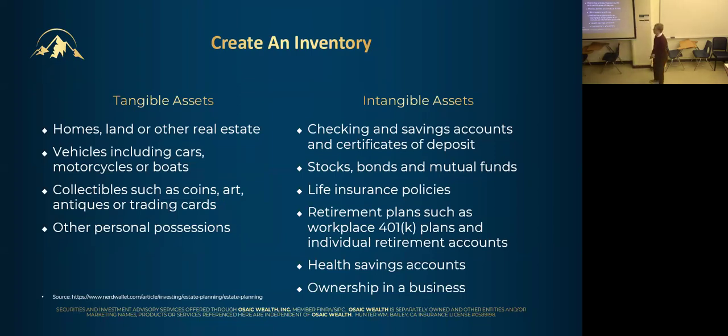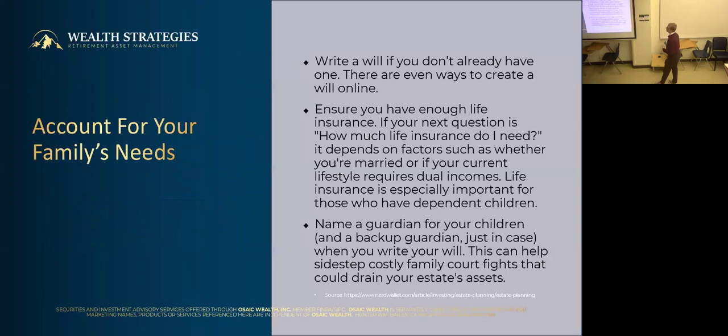Tangible assets are going to be things like homes, land and real estate, vehicles like cars, motorcycles, and boats, collectibles, and other personal possessions. So you've got some really, really nice furniture that's not worth nothing. You didn't get it from IKEA. It's nice, heavy wood. You might want to include that as part of your inventory because maybe it's worth something.